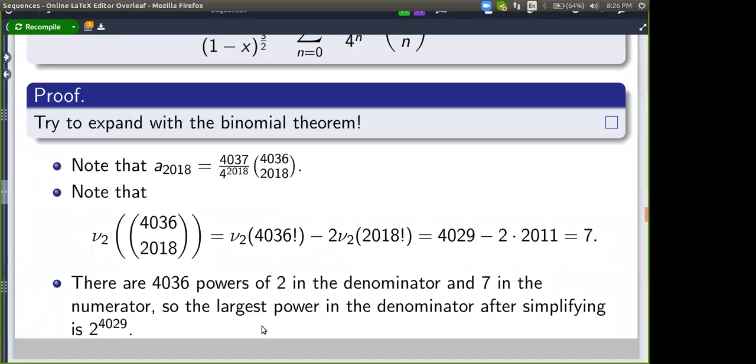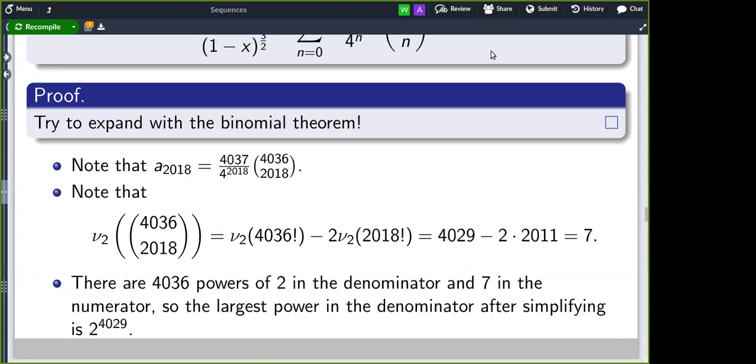So does anyone have any questions on this? Yeah, the question asked for the number of powers of 2 in the denominator.